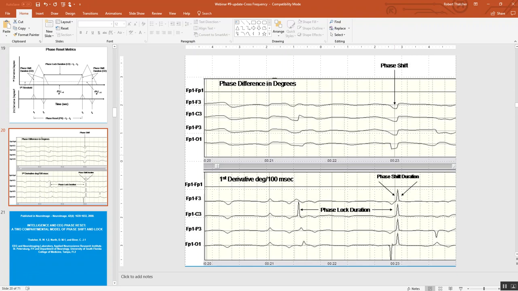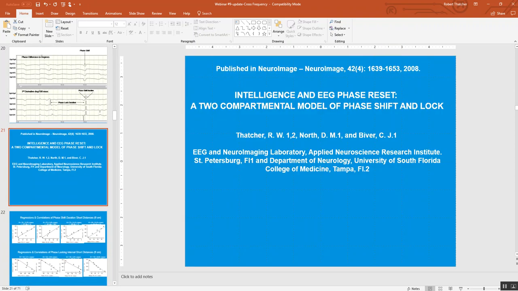Well, if we calculate the first derivative of this trace up here, now we expose in great detail the duration of the phase changes. In this case, there's a phase shift followed by phase lock, and then there's another phase shift. But we can measure the duration of this phase shift and the duration of the phase lock, and we did this with a very large number of individuals from birth to 17 years of age.